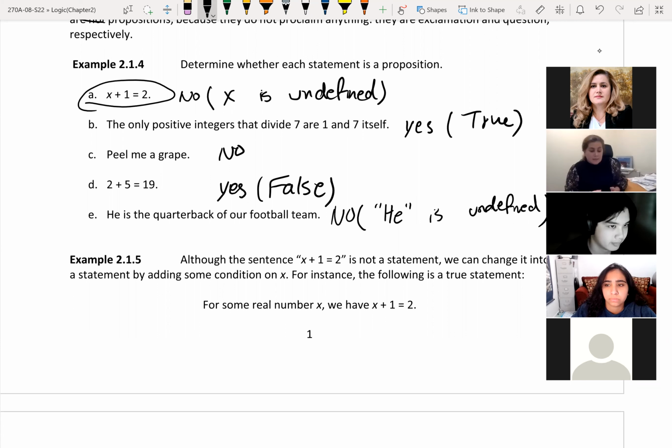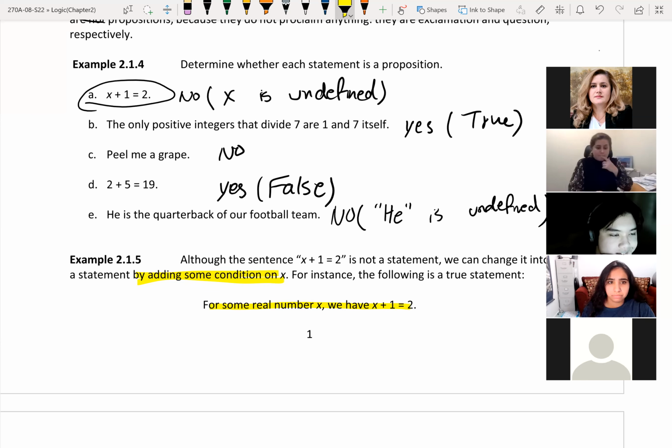Then let's add something to the statement and see whether it's a proposition or not. So what is the brand new statement? It is defined like this: for some real number x, we have x plus 1 equals 2. Is this a proposition or not?